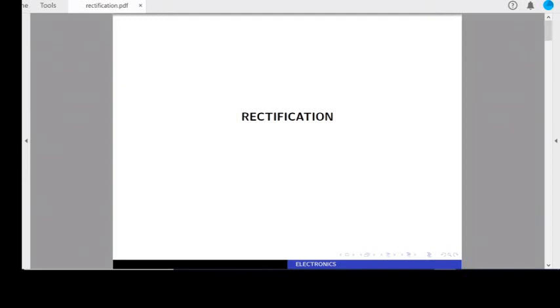Today I want to continue with our topic of electronics, and we are going to look at specifically a part known as rectification. So sit back, relax and enjoy.